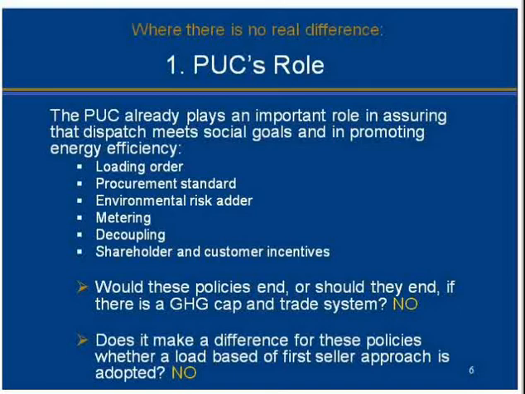In California, the PUC goes much further to establish priorities for the loading order, that is what resources get brought into play first for meeting electricity demand. The environmental risk adder is an extra kind of cost penalty associated with CO2 emissions. They're putting metering and decoupling policies in place that would decouple revenues from sales and shareholder and customer incentives, all of which are intended to remove disincentives and to provide positive incentives for efficiency programs.